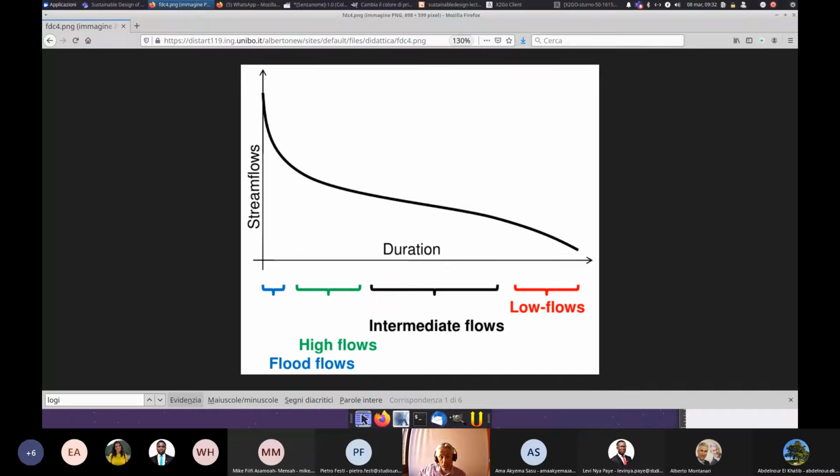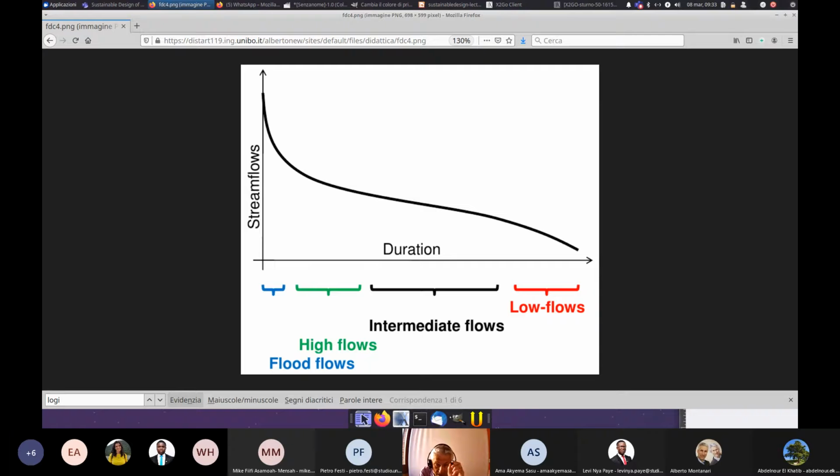So if you look at this flow duration curve that you see on the screen, you see that in blue, it is highlighted what is called the interval of the flood flows. And then in green, we have the high flows, and then intermediate flows, and then low flows. From the point of view of water resource system design, we are often interested in the domain of the low flows, because it's clearly the domain of what we may get from the river during the dry season. And the dry season is the season where our water resources problems are more relevant.